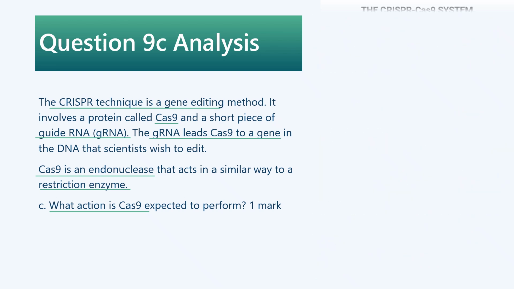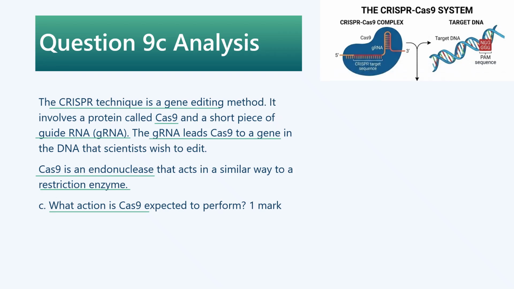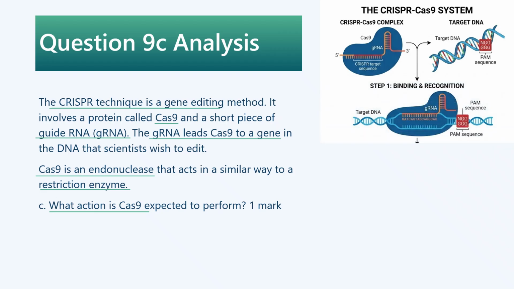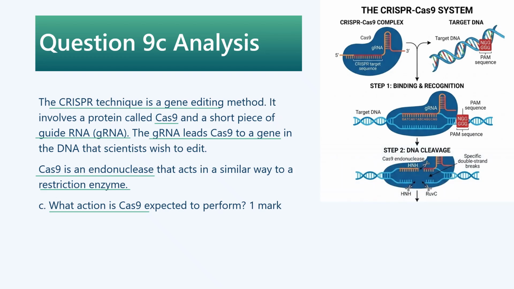1. Complex formation and target recognition. The system consists of the Cas9 enzyme, molecular scissors, bound to a guide RNA, gRNA. The gRNA contains a sequence engineered to match the target DNA site. The complex scans the genome, binds to a PAM sequence, and the gRNA hybridizes with the complementary target DNA strand. 2. DNA cleavage. The Cas9 endonuclease domains cut both strands of the target DNA, creating a double-strand break, DSB.